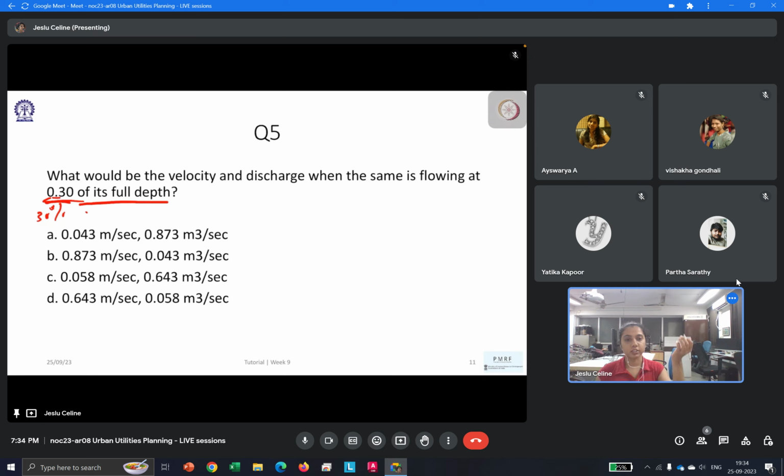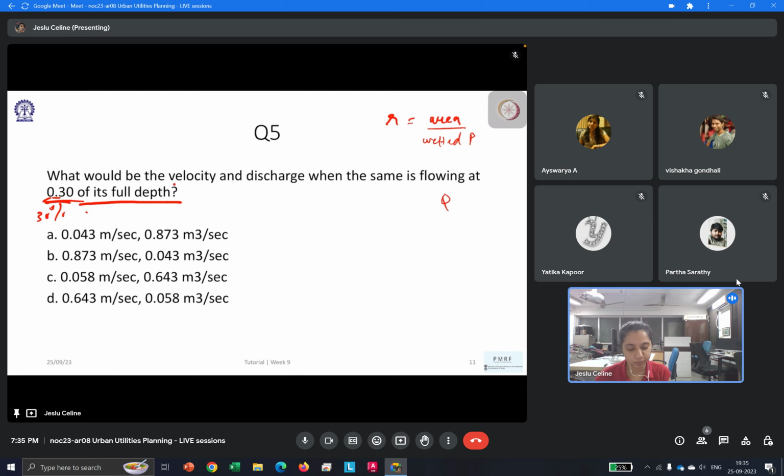Do we go back and find R by using area by wetted perimeter, and then substitute and continue? How do we go about this question? Anybody? Okay, I think based on discharge we can get it. Discharge is Q. We have already found Q, and based on that, we can get this.